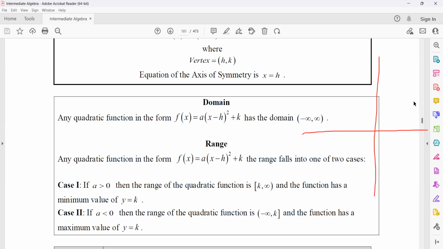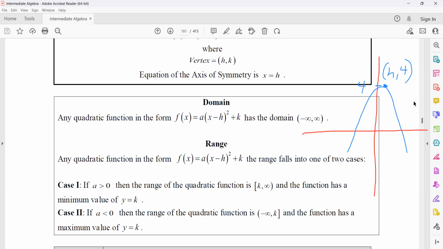Now, when a is negative, the graph opens down. So we have something like that. Now, again, let's look at our vertex. Let's say that at this point, y is 4. So we have k is 4, right? So let's do that. The y value is 4.